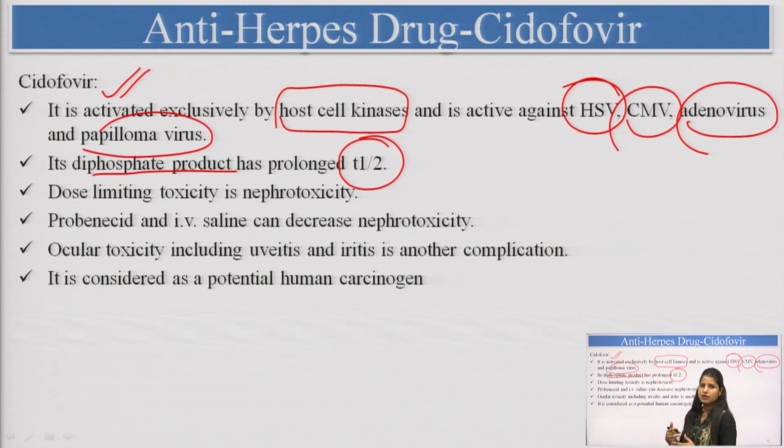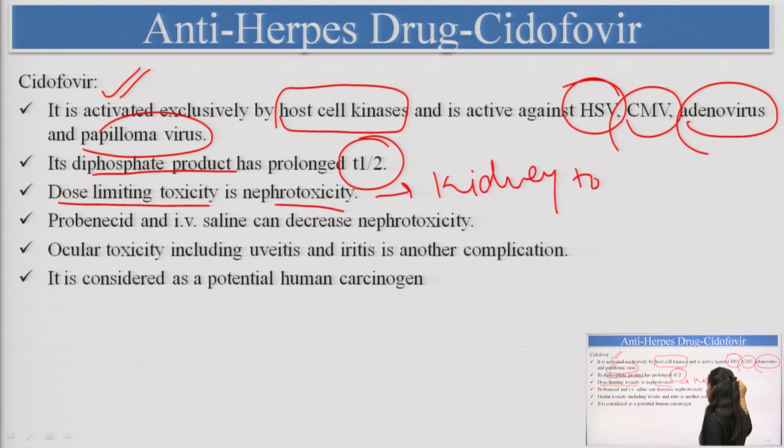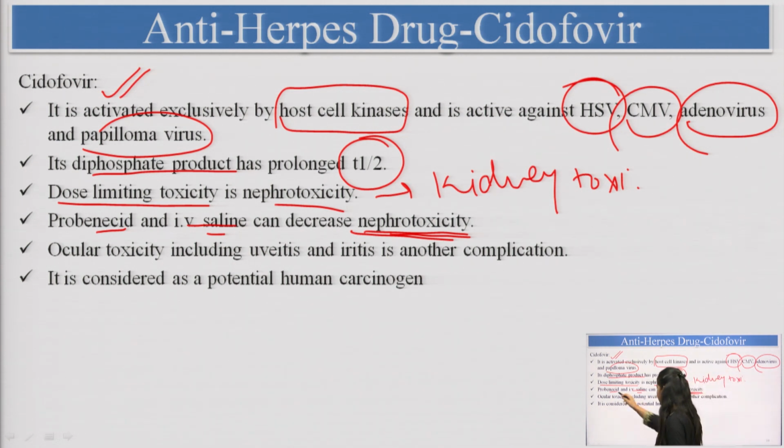There will be formation of first the diphosphate and then the triphosphate. So, the diphosphate has a long half-life. What is the dose-limiting toxicity? It will cause kidney toxicity, yes. Drugs like probenecid and IV saline, these two will decrease the nephrotoxicity. How? They will reduce the reabsorption of the cidofovir compound from the kidney. So, cidofovir will be eliminated out from the kidney, okay. If it is not reabsorbed, it will go out from the kidney and there are fewer chances of nephrotoxicity, okay. It will not accumulate in the blood when it is given with these two formulations.